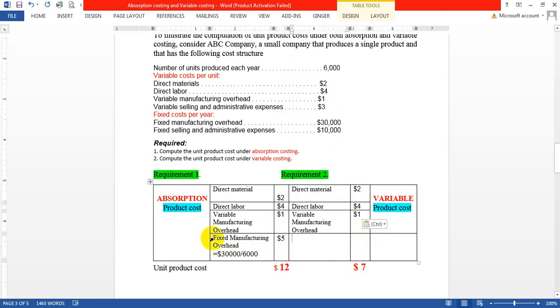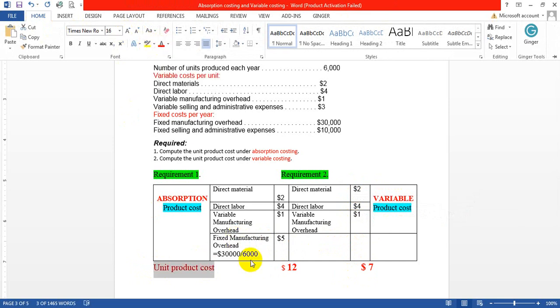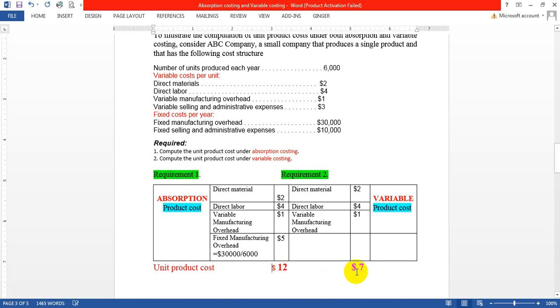Look here, I am not considering the fixed manufacturing overhead in this variable costing method. I am repeating that we will not consider the fixed manufacturing overhead in variable costing. This is direct costing, and we will not take the fixed manufacturing overhead here. So what I got, 2, 4, and 1, that is $7. Look here, the unit product cost under absorption costing is greater than under variable costing. Why? Obviously, because I am adding the fixed part of overhead, so the absorption product cost is greater than the variable costing product cost. Is that clear? Okay.